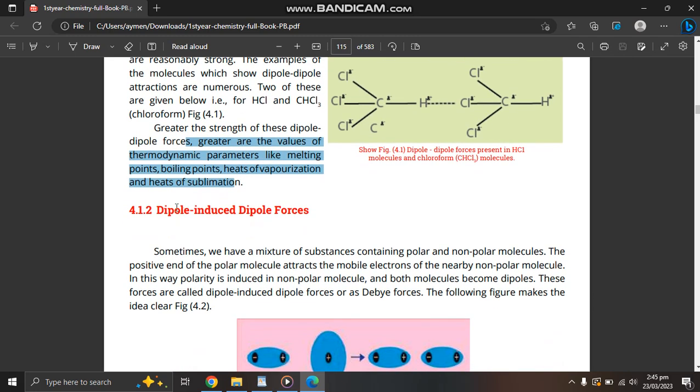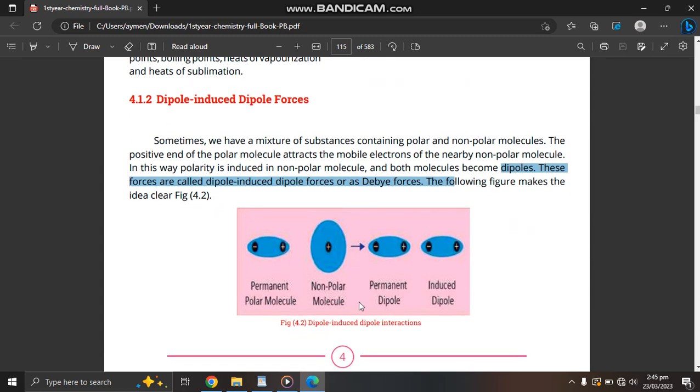So, the next topic is dipole-induced dipole forces. Sometimes we have a mixture of substances containing polar and non-polar molecules. The positive end of the polar molecule attracts the mobile electrons of a nearby non-polar molecule. In this way, polarity is induced in the non-polar molecule, and both molecules become dipoles. These forces are called dipole-induced dipole forces, which are shown in this figure. These are permanent polar molecules, non-polar molecules, and this is a permanent dipole. This is an induced dipole force.